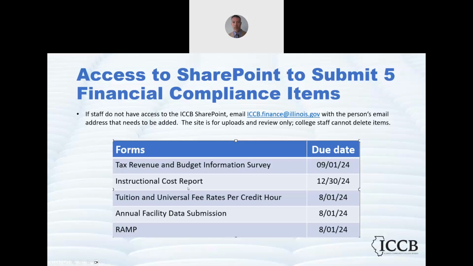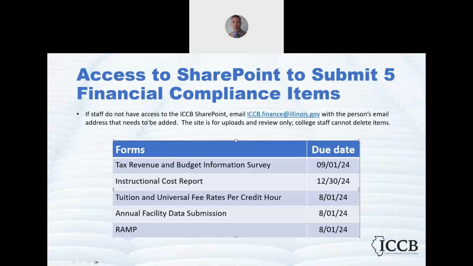These are the 5 that are available. The Tax Revenue and Budget Information Survey, which is coming up due right away. Instructional Cost Report, due at the end of the year. And then 3, which we have used already this year to collect the submissions via the Microsoft Forms and SharePoint.